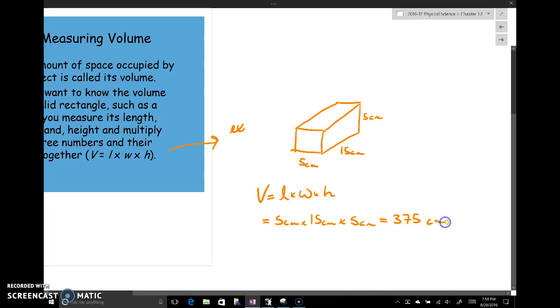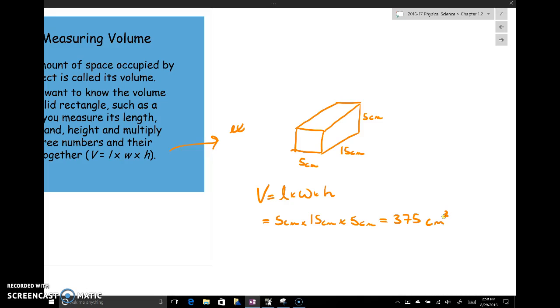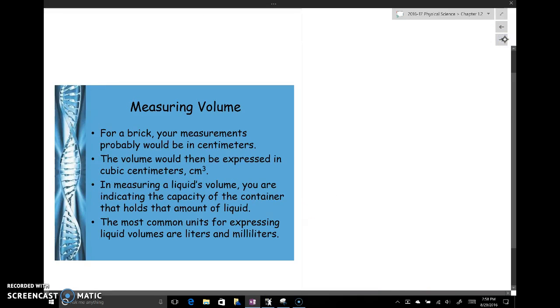Now the units are not centimeters, right? We've got 3 centimeters here, so this is going to be centimeters cubed. That's important to keep in mind because it's a volume, it's not a length. So there we go, centimeters cubed.